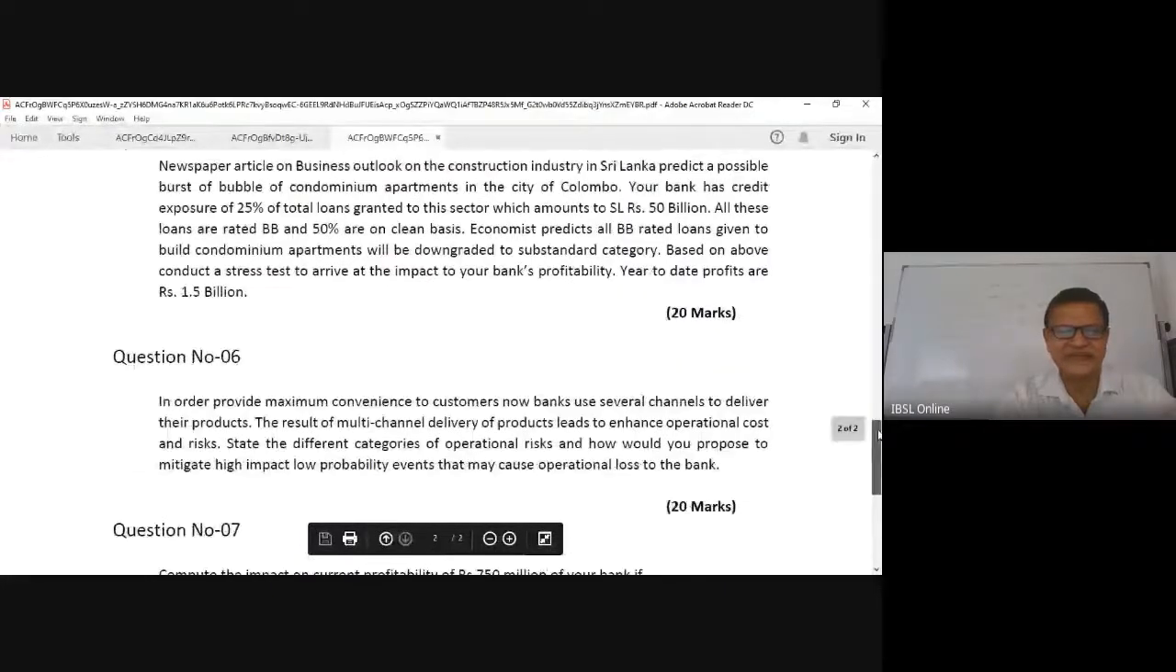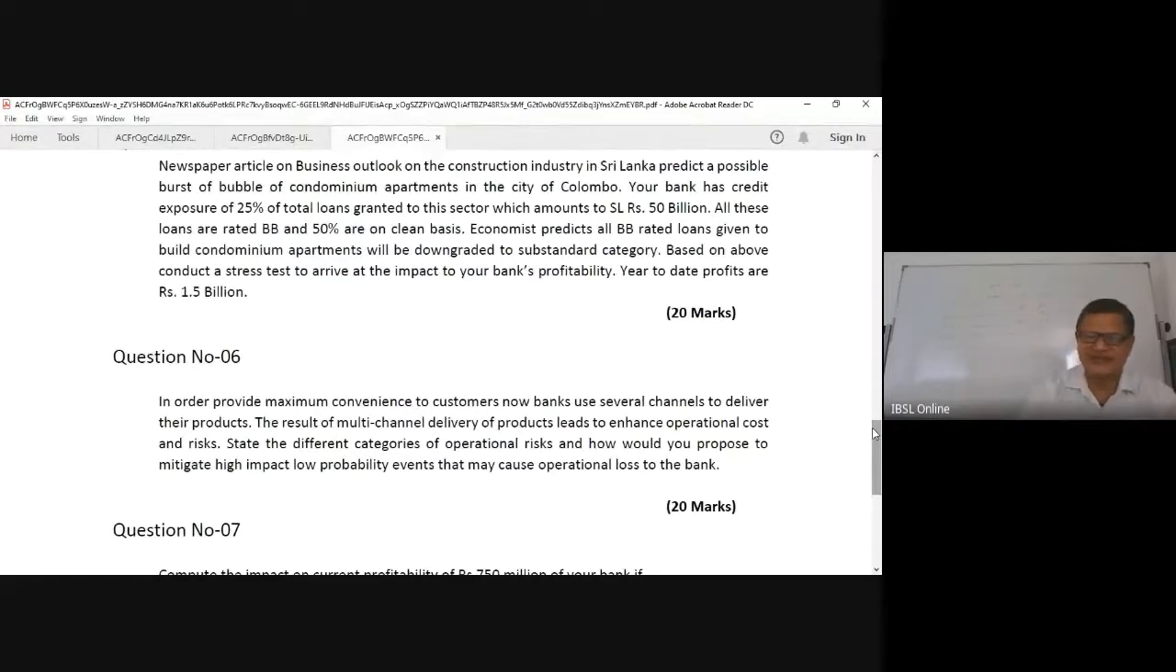The sixth question: in order to provide maximum convenience to customers, banks now use several channels to deliver their products. The result of multi-channel delivery of products is enhanced operational cost and risk. State the different categories of operational risk and how you would propose to mitigate high impact, low probability events that may cause operational loss to the bank.